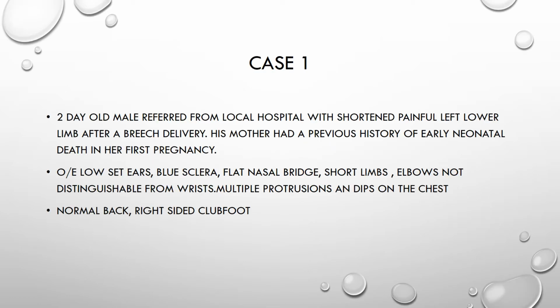So we're going to start talking about case 1 of a 2-year-old male referred from a local hospital with a shortened, painful left lower limb after a breech delivery. His mother had a previous history of an early neonatal death in a first pregnancy. On examination, the patient had low-set ears with a blue sclera, a flat nasal bridge, and short limbs. The elbows were not distinguishable from the wrist, and there were multiple protrusions and dimples on the chest. There was a normal back, and there was a club foot on the right side.